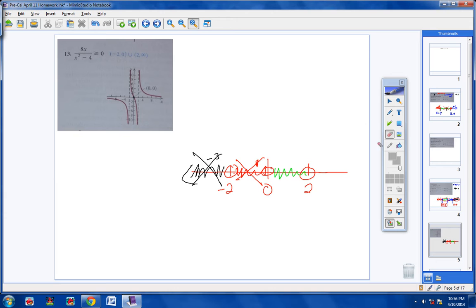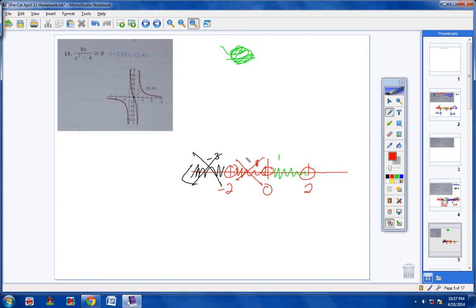Okay, let's go ahead and substitute 1 in. Well, 8 times 1 is 8. 1 squared is 1 minus 4 will give you, let's see, and actually, I want to go back to negative 1, and I apologize. I just saw something I made a little mistake on.